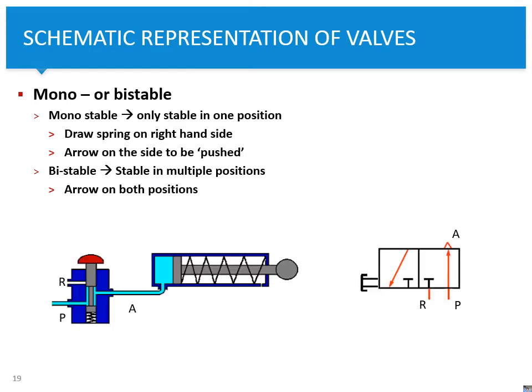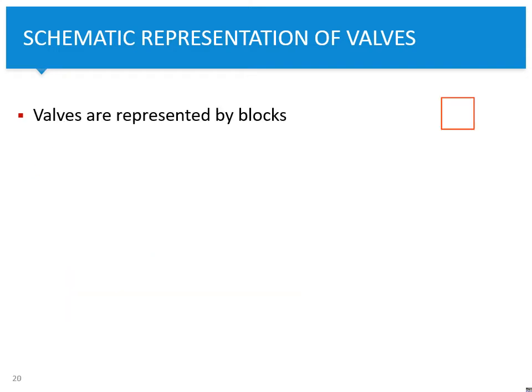So let's assume it's monostable, so it's stable in this position that's indicated now in its rest position. Then we have to draw a spring on the right hand side, and it's clear that it's monostable, so it will go back to its rest position after you release the button. Okay, and of course, a force is required to move the valve to an activated position.